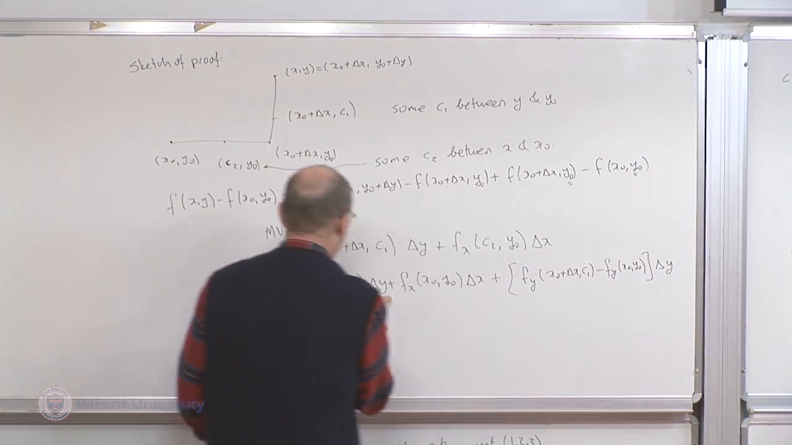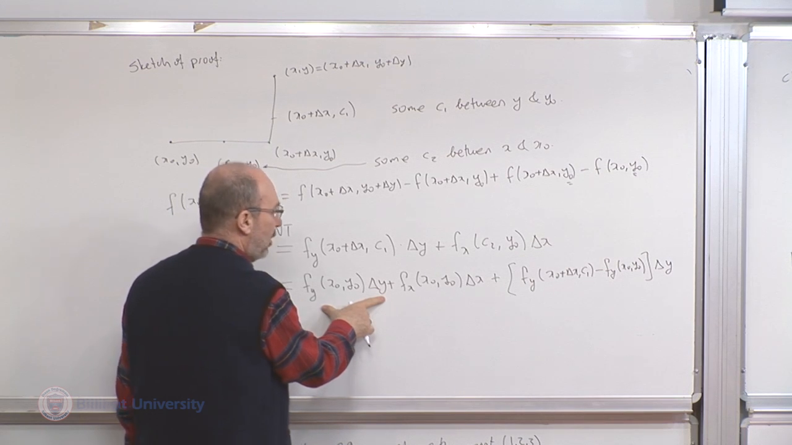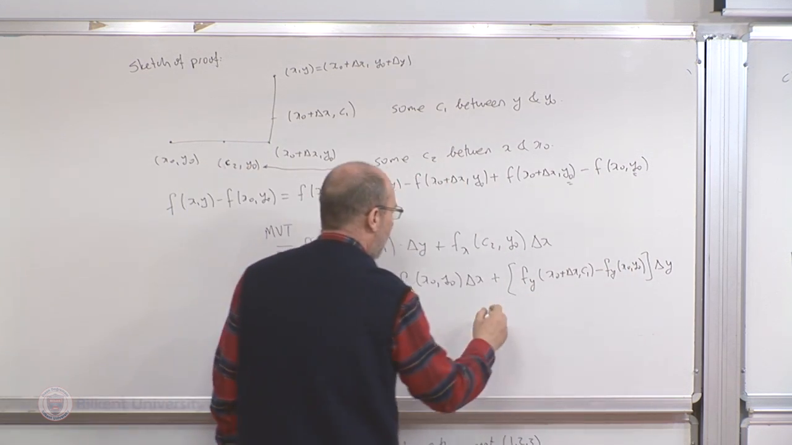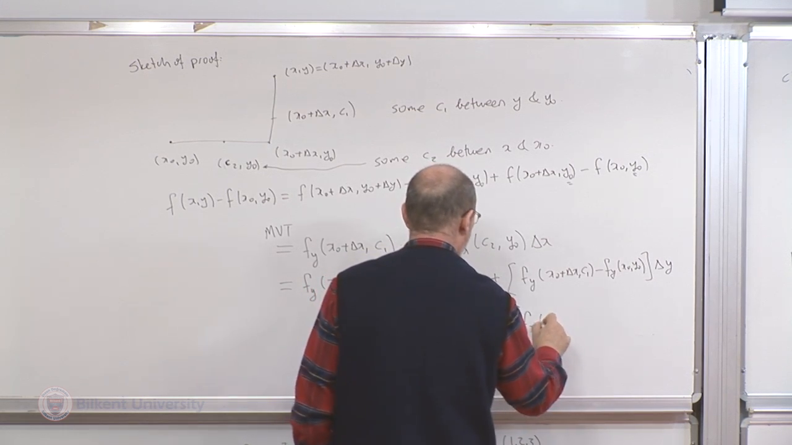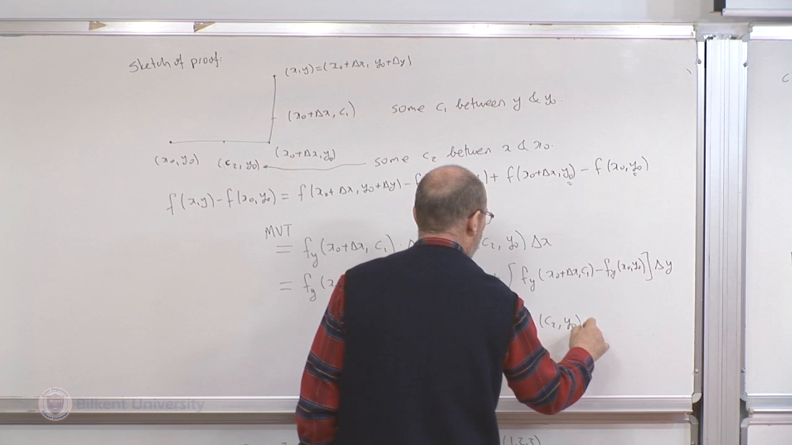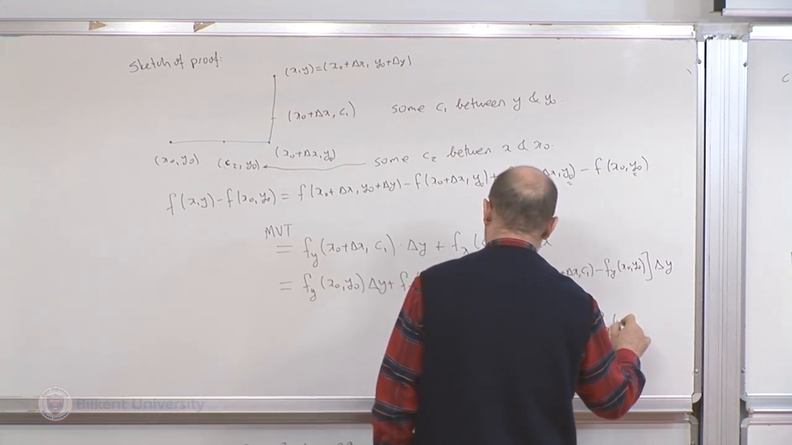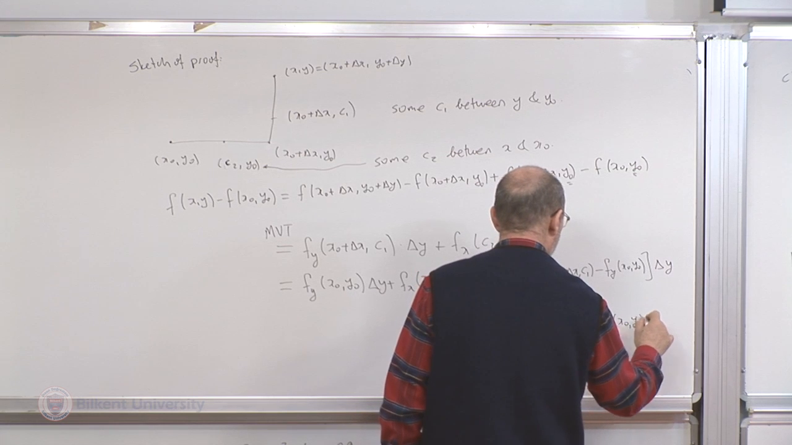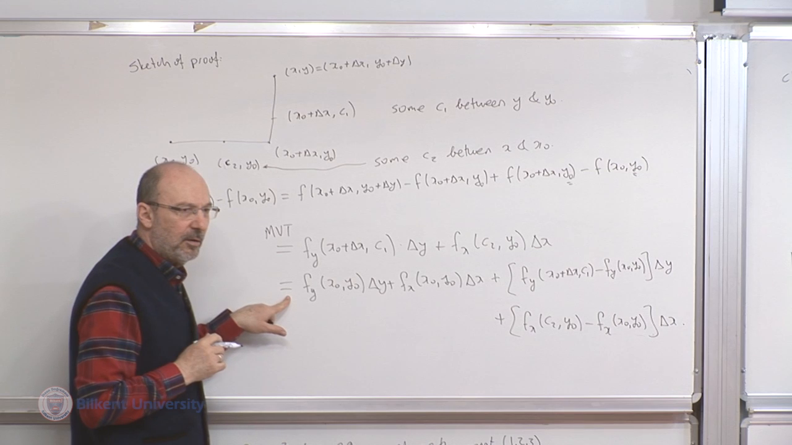Okay, so I paid my duty here. I added this and I subtracted it. Plus, I'll do the same thing here. I have this nice term here. I subtract from it what I added, times delta x. Okay, now I have the equality.